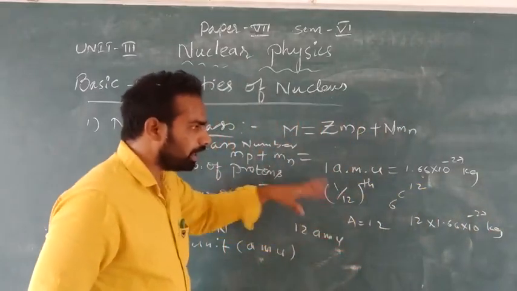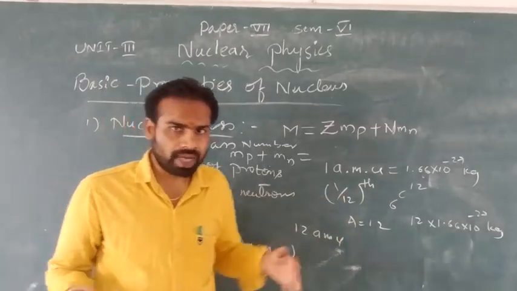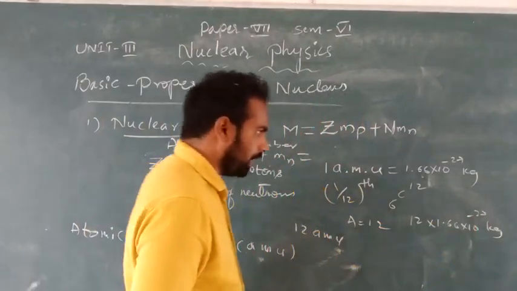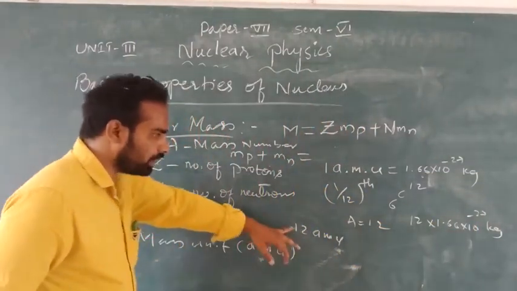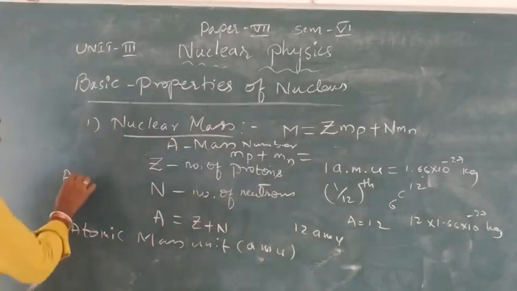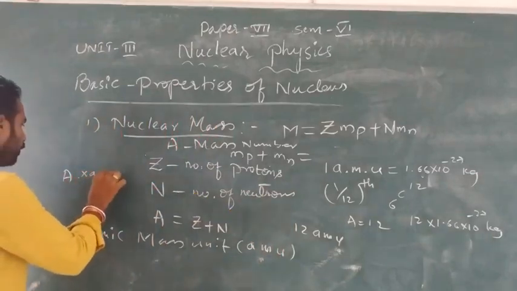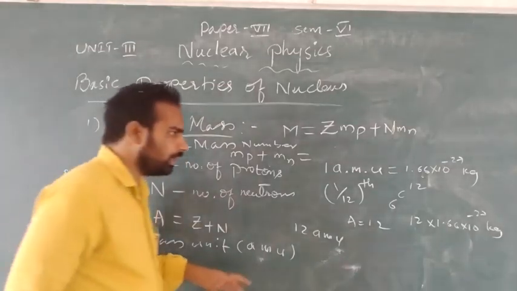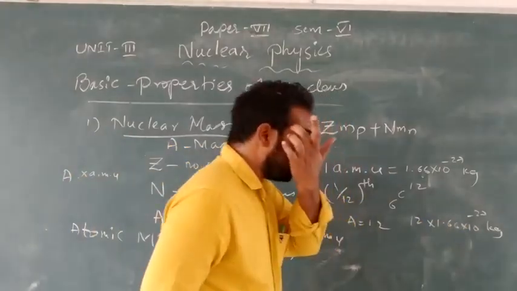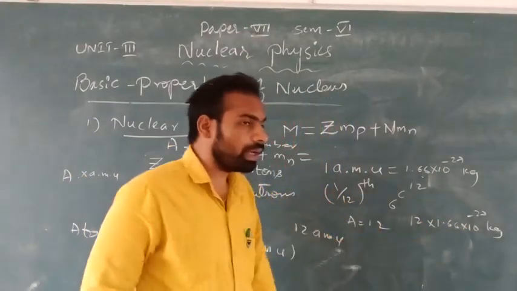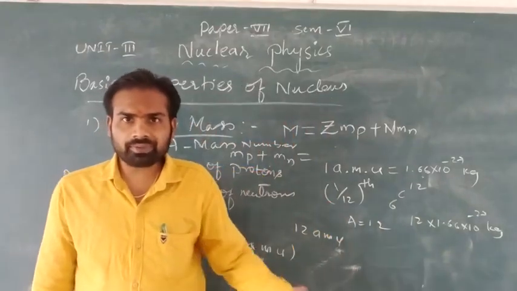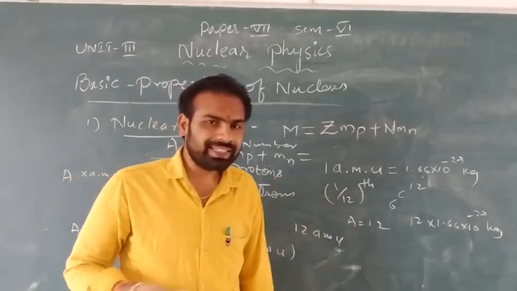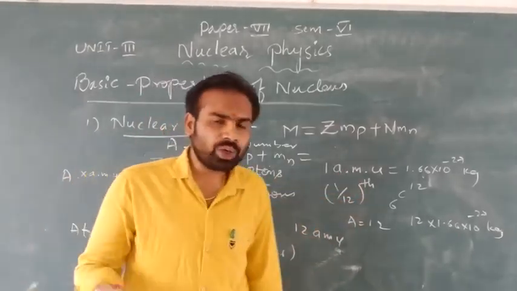For example, the mass of a carbon atom is 12 into 1.66 into 10 power minus 27 kg, because 12 is the mass number, and multiplying by the AMU gives the total mass of the atom. This is the mass of the carbon atom. Like that, we can find the mass of any atom. So this is the standard unit of measuring nuclear mass.